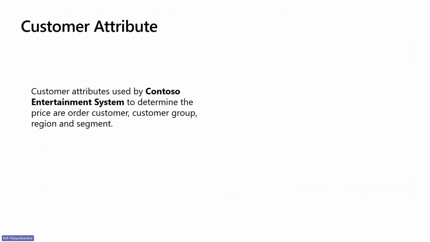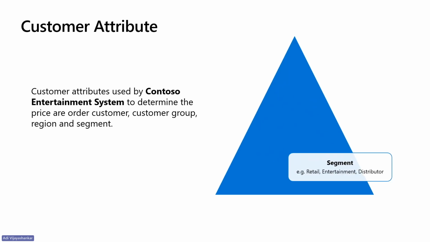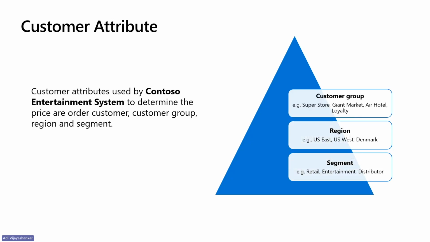So based on this use case, Contoso Entertainment System has decided to structure the customer price hierarchy in their organization based on segment of the customer they're making the sale to. Example, retail customers for B2C, entertainment customer and distributor for B2B, region of the customer, whether it's East Coast in US or West Coast, customer group such as superstore, air hotel, loyalty, and finally the end customer purchasing the product.